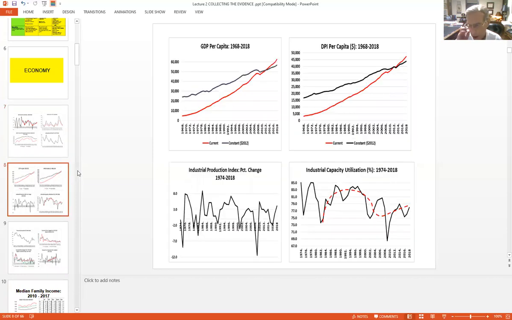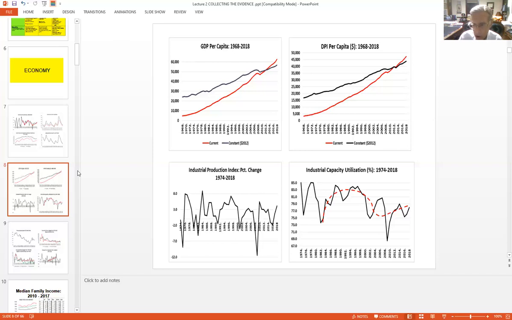Here we see another way of looking at the economy, GDP per capita. And the black line has inflation taken out of it. You can see that it's not growing as rapidly as when we don't remove inflation. That's the red line, the so-called current measure. Disposable personal income is wages and salaries less income taxes. And you can see that it has behaved pretty much the same way as GDP per capita.